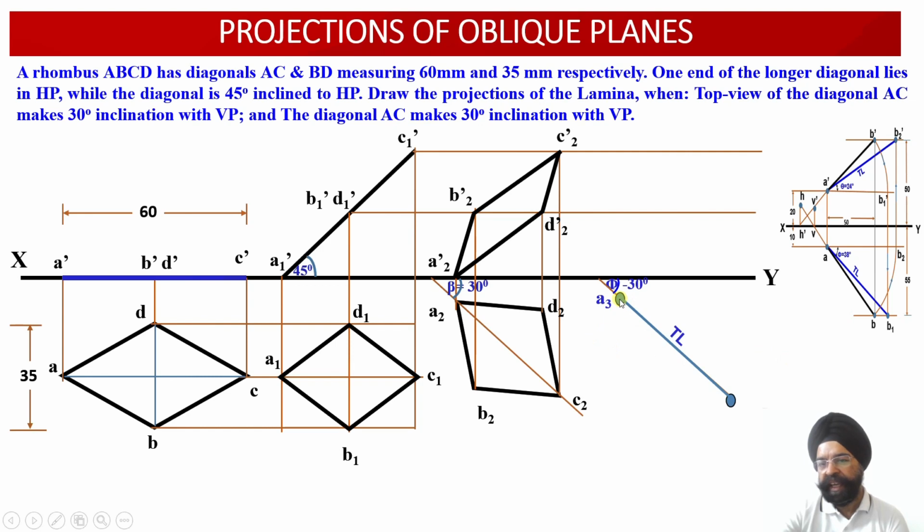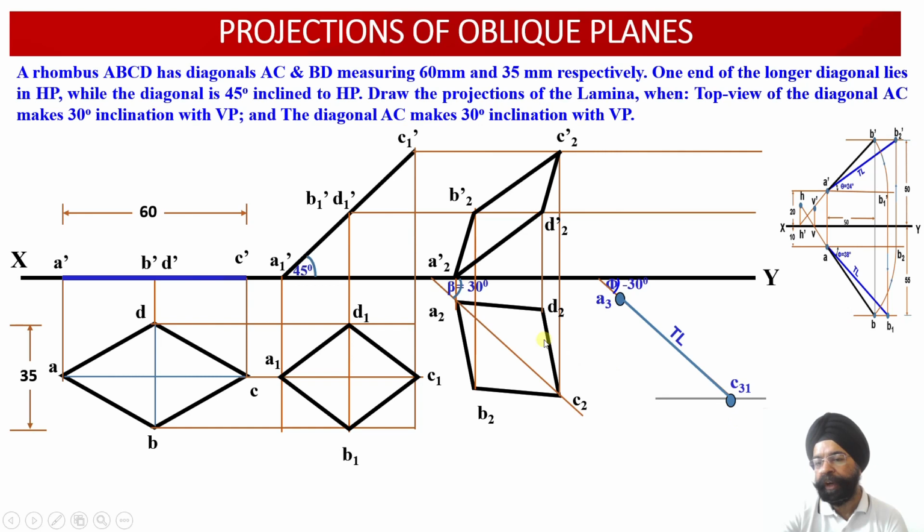Just see, A3 is my first point and the second point will be C31, because the true length always has one suffix, 1 or 2. So the second point of the true length is C1. Just see, this is A3 and this is C31. So I have drawn this equal to 60 millimeter at an angle of 30 degrees. True length is always inclined with respect to the vertical plane by the angle phi.